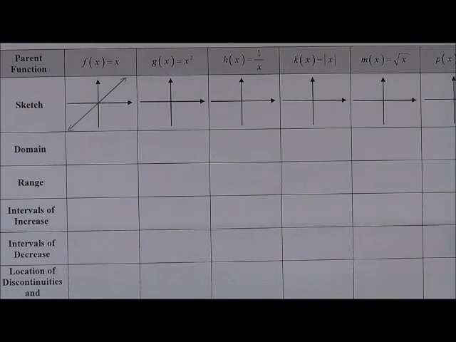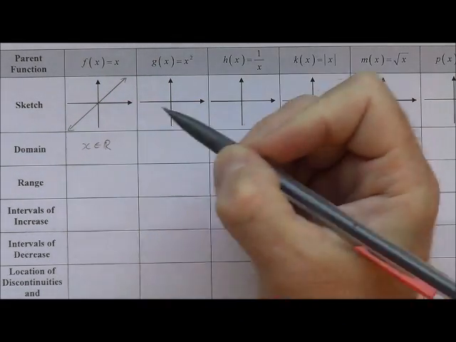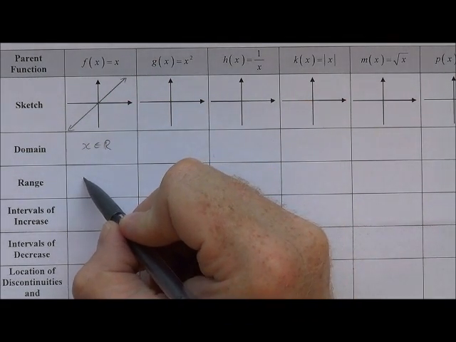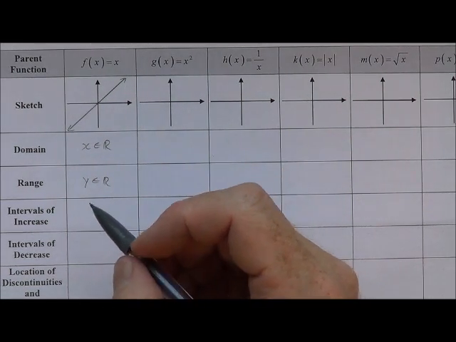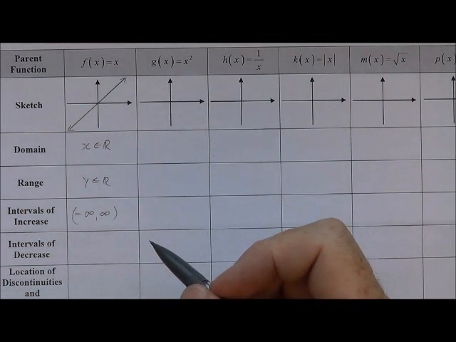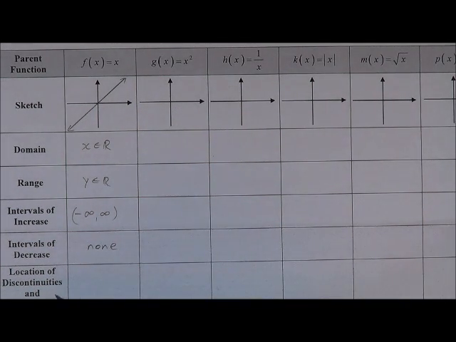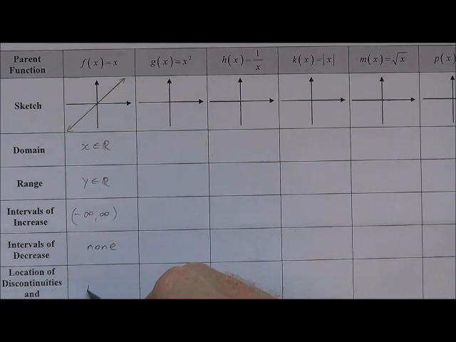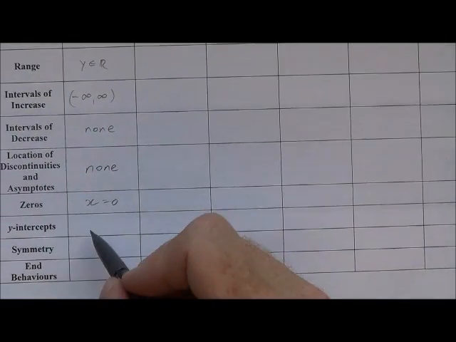The domain, we'll take a look at the domain. So that is x is an element of all real numbers. Range, we saw from the first page, y is an element of all real numbers. Intervals of increase, from negative infinity to infinity. Intervals of decrease, none. Location of discontinuities and asymptotes, okay, there are none. Zeros, x equals 0, and y-intercepts, y equals 0.